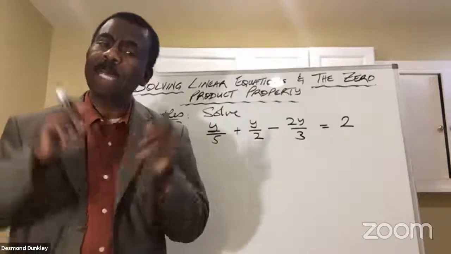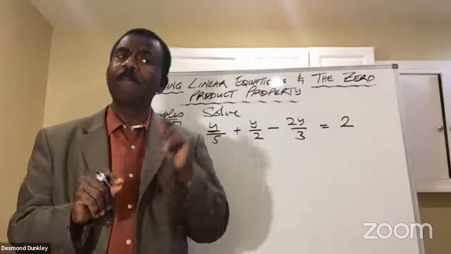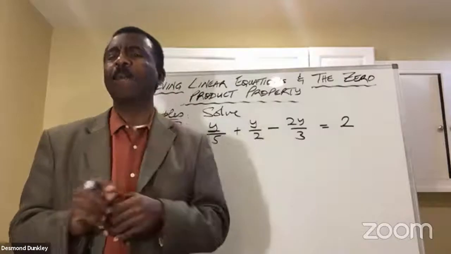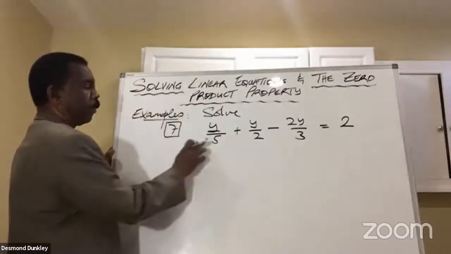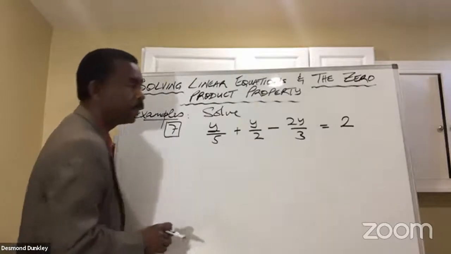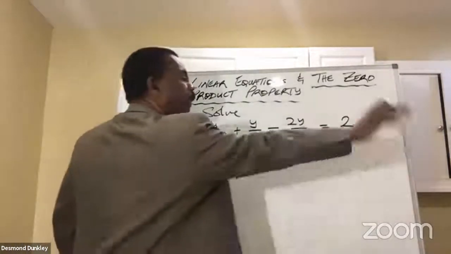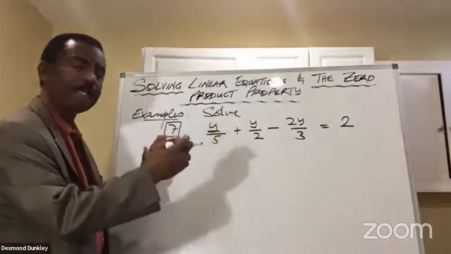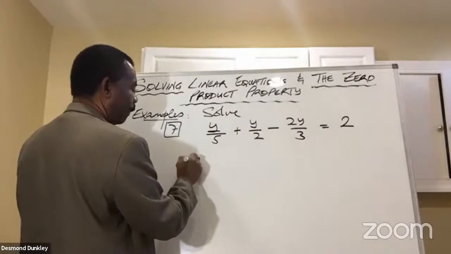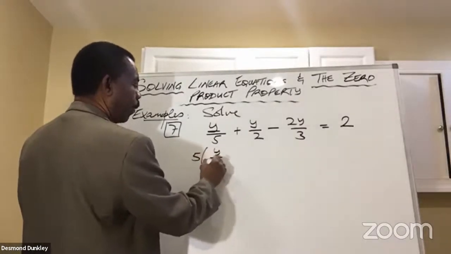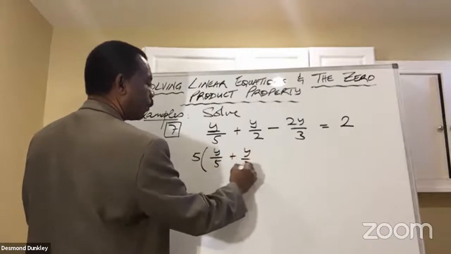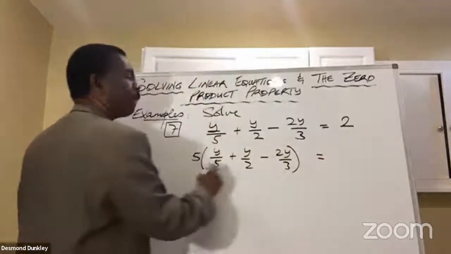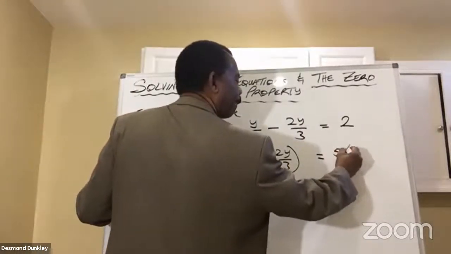As a matter of fact, we are not going to do common denominators today. But what I'm going to show you is a way that you can do it without even knowing what the common denominator is. For example, we want to get rid of the 5. So what we'll do is we have to multiply everything by 5. Multiply the left by 5, multiply the right by 5. So we end up with 5 times y over 5 plus y over 2 minus 2y over 3 equals to, we have to also multiply the right side by 5.